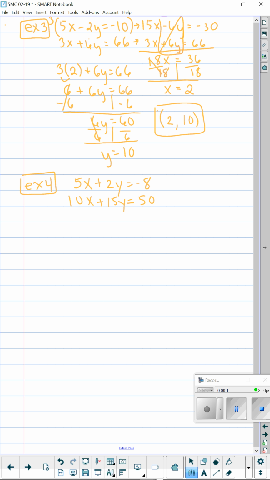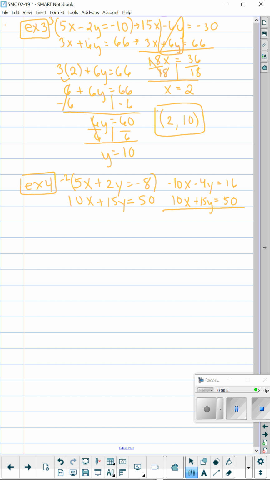Okay, so at this point, hopefully you've already solved it. To do that, the easiest way is just to go ahead and multiply this top equation by a negative 2 to create the opposite of the 10x. By multiplying by a negative 2, that will give me a negative 10x at the top. So that now I have negative 10x minus 4y equals 16. And then the second equation stays the same. So 10x plus 15y equals 50.